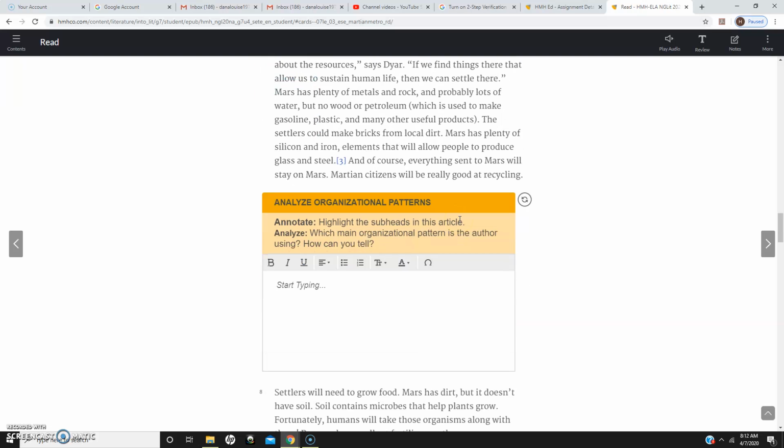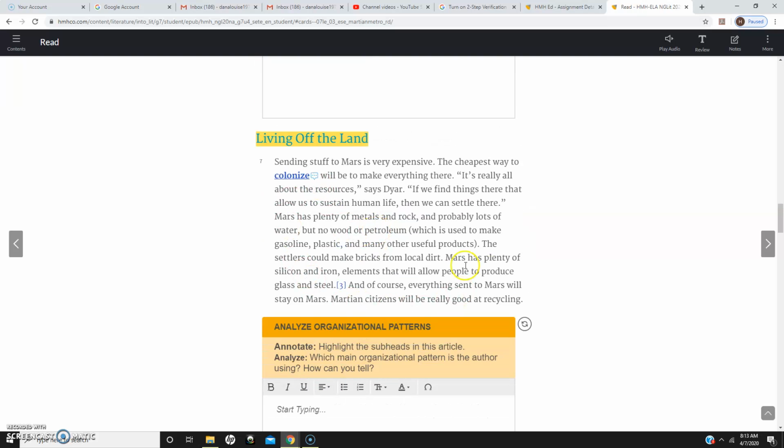So I'm going down to my question here. It says highlight the subheading in this article, which I already did. Which main organizational pattern is the author using, and how can you tell? So I'm looking at this, and remember, if you go back to the beginning of this text, it has classification, like and dislike, and also I want to say cause and effect, but I'm not sure, but I always go back as reference. But in this case, I'm looking at this as classification.